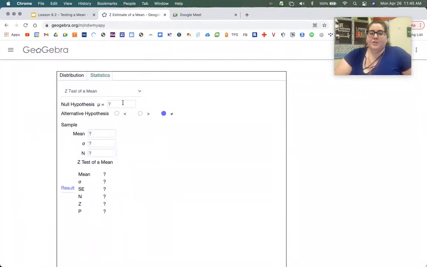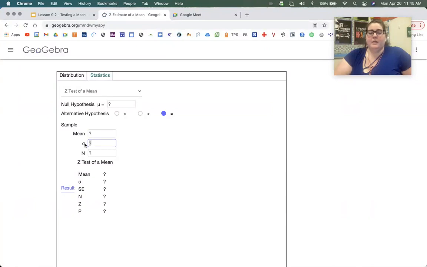And then you have a bunch of things you need to fill in. So null hypothesis, mu equals. Remember, that was our initial assumption. Then you're going to pick your alternate hypothesis. Are we trying to show mu is less than or greater than or not equal to? Then you'll put in details about the sample.